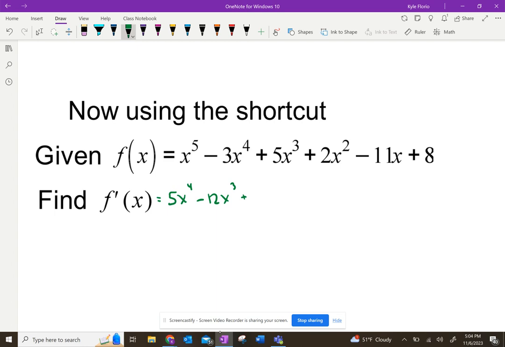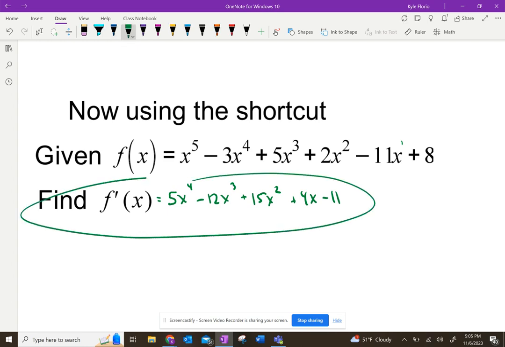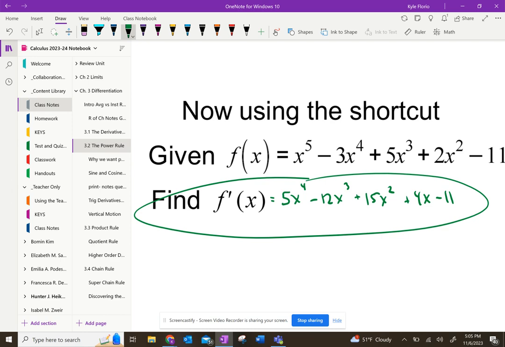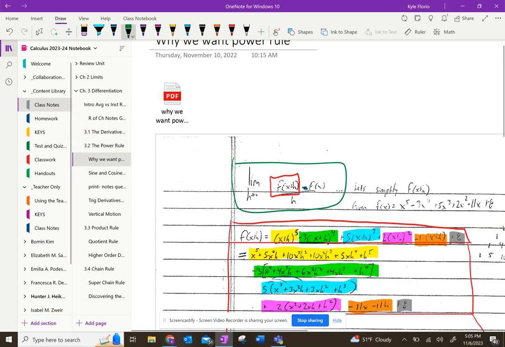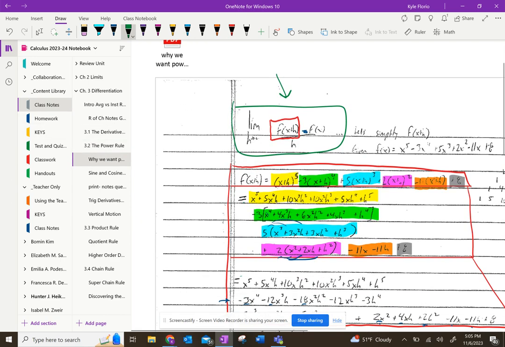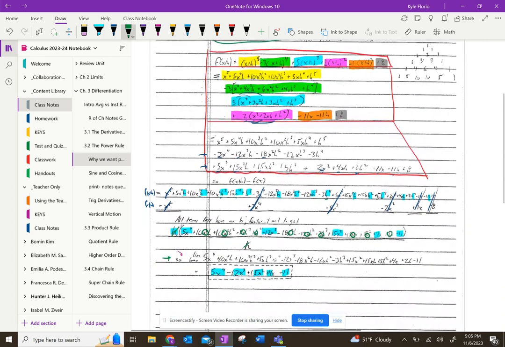5x cubed, 5 times 3 is 15. X to the 2nd, 2 times 2 is 4. 2 minus 1 is 1, so that's going to be 4x. The derivative of negative 11x is just going to be negative 11. And the derivative of a constant is going to be 0, which we don't need to write plus 0. And that is the derivative of the function, which takes seconds compared to using this limit definition. That does work for all functions, but if it's just a polynomial function, it's a lot quicker way to get to that result.